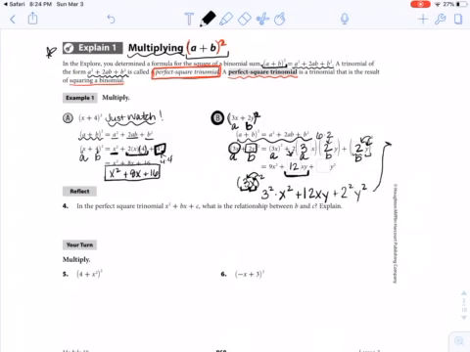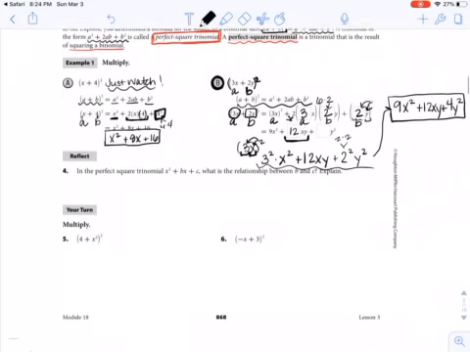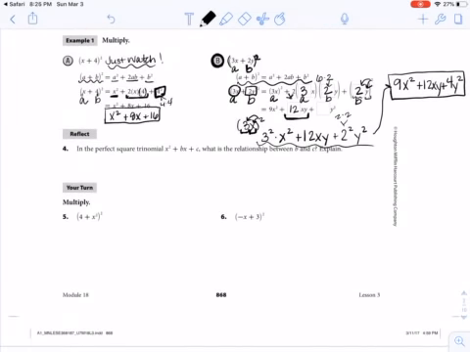And so my final answer is going to be the simplified version of this. So if I take 3 times 3, I get 9x squared plus 12xy plus, 2 times 2, right? This is just saying 2 times 2, so I have 4y squared. This will be my final answer, okay? So go ahead and go down to your turn with me.